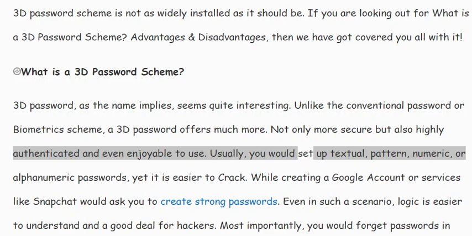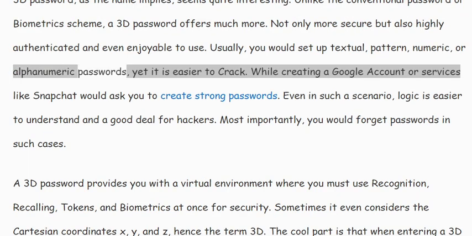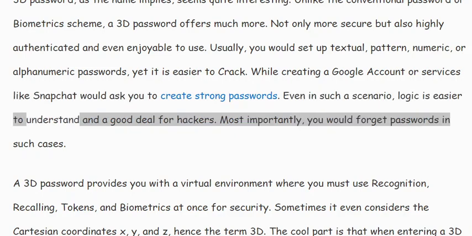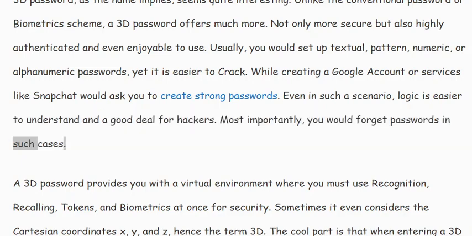Usually, you would set up textual, pattern, numeric, or alphanumeric passwords, yet it is easier to crack. While creating a Google account or services like Snapchat, you would be asked to create strong passwords. Even in such a scenario, the logic is easier to understand and a good deal for hackers. Most importantly, you would forget passwords in such cases.